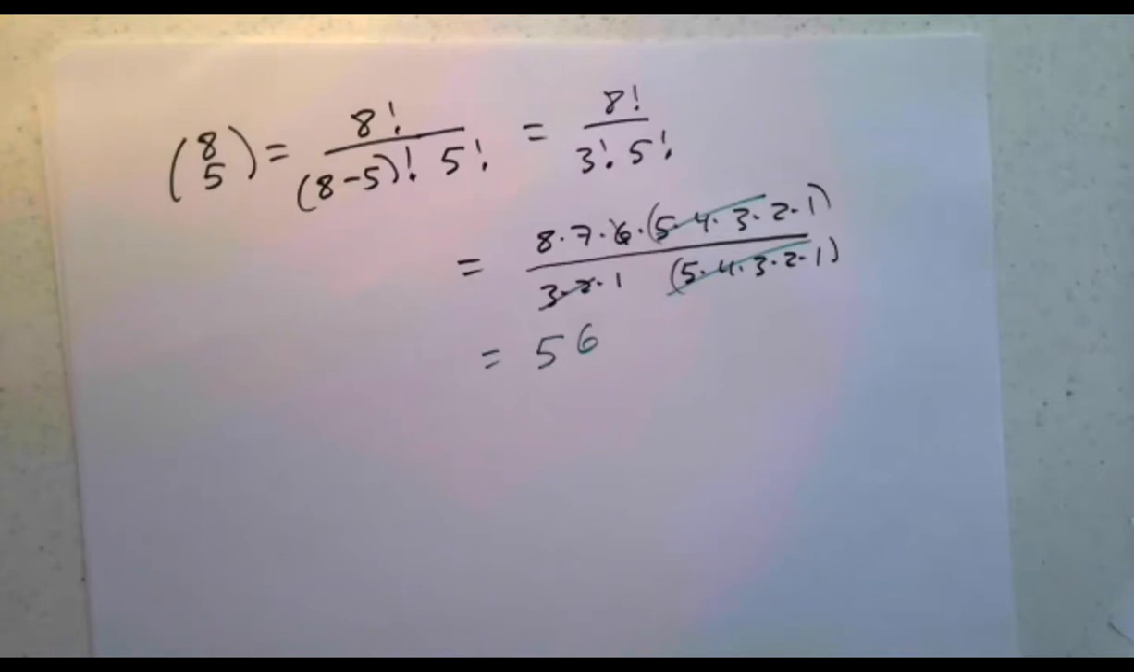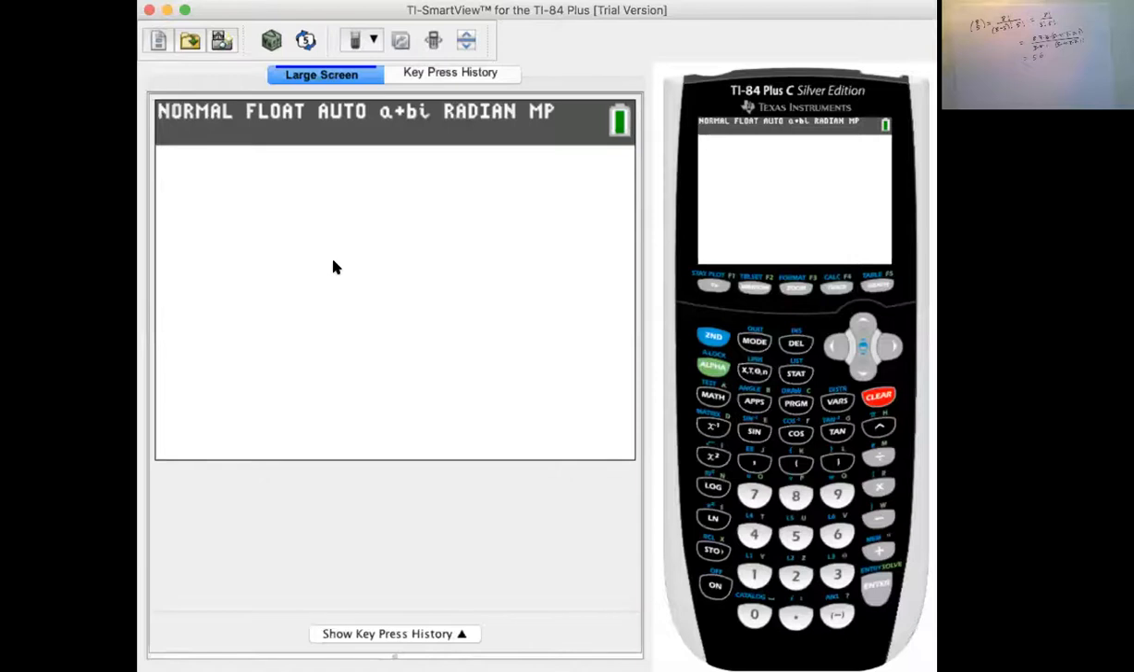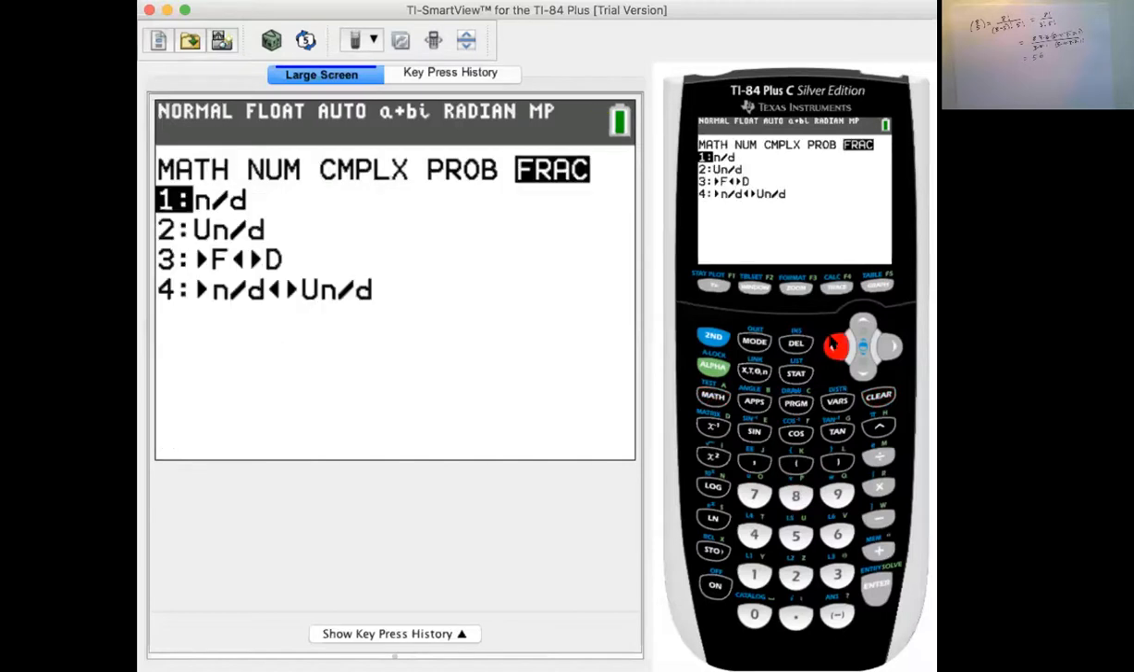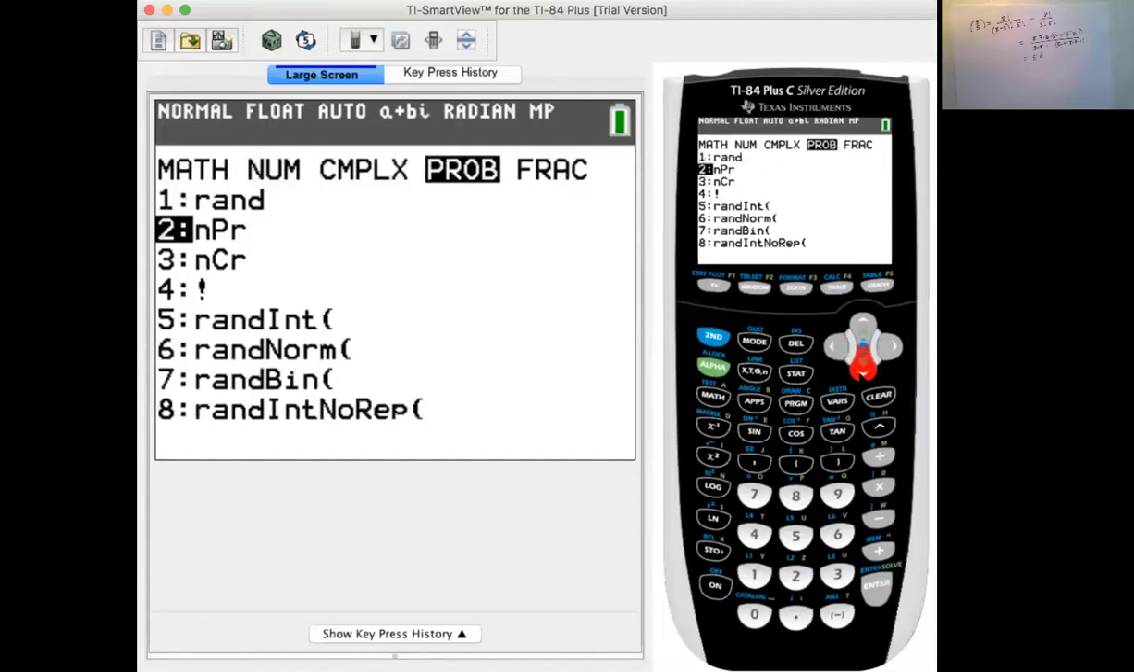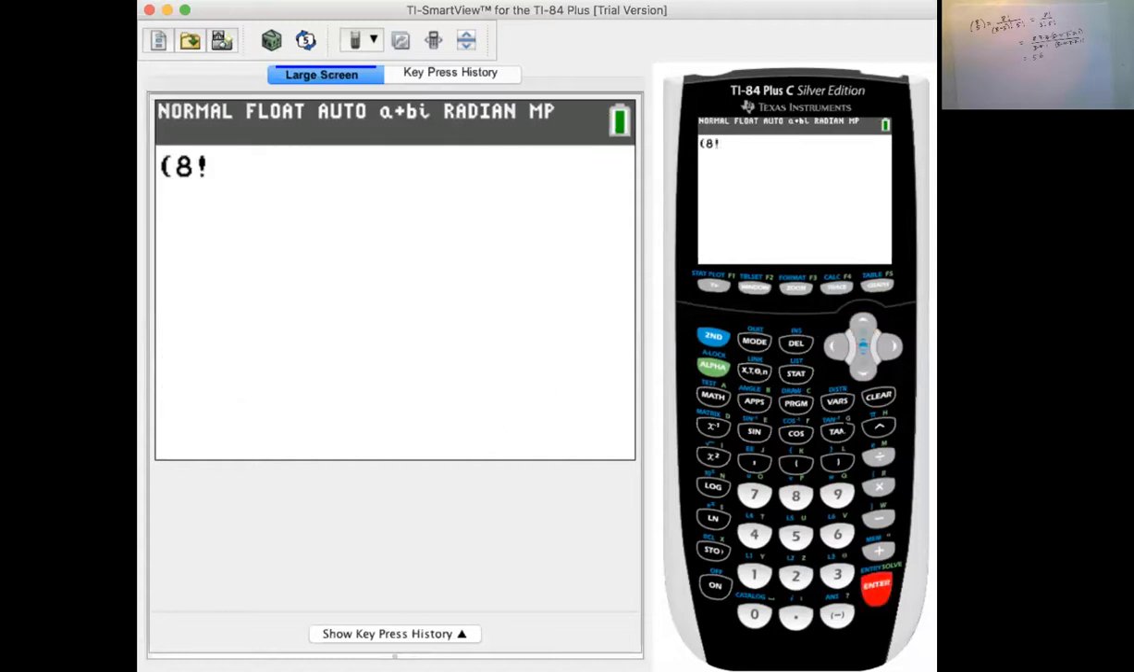So it is certainly helpful to do this on the graphing calculator. Let's look at the graphing calculator and see how we do 8 choose 5. Now, I certainly could do 8 factorial divided by 3 factorial, 5 factorial. On top, 8 math probability factorial. Whoops, 8 factorial here, divided by 3 factorial, 5 factorial. And we hope that we're going to get 56.